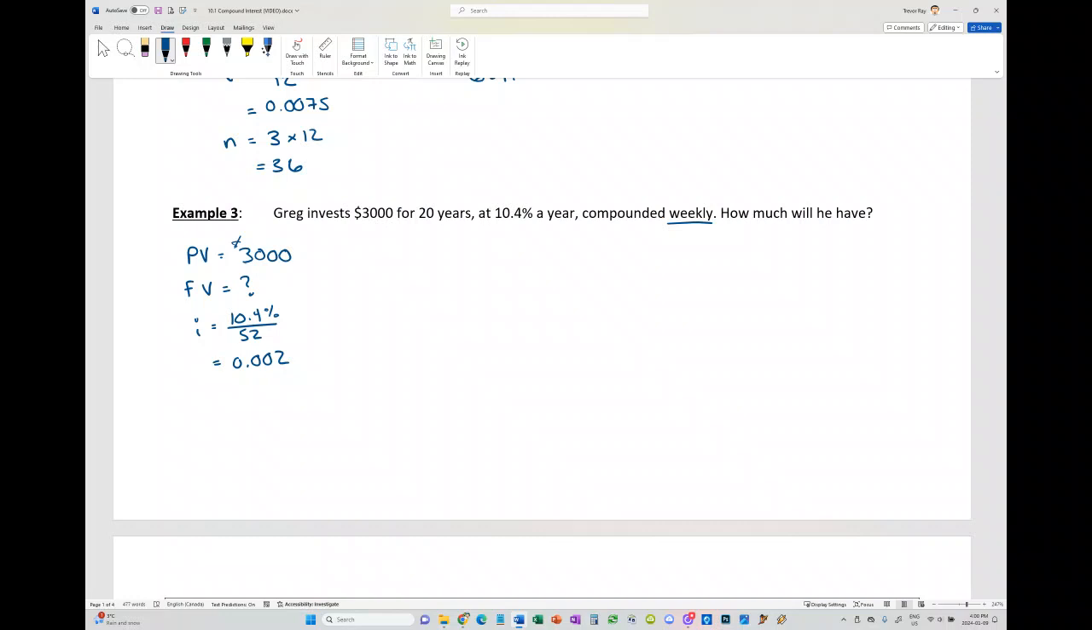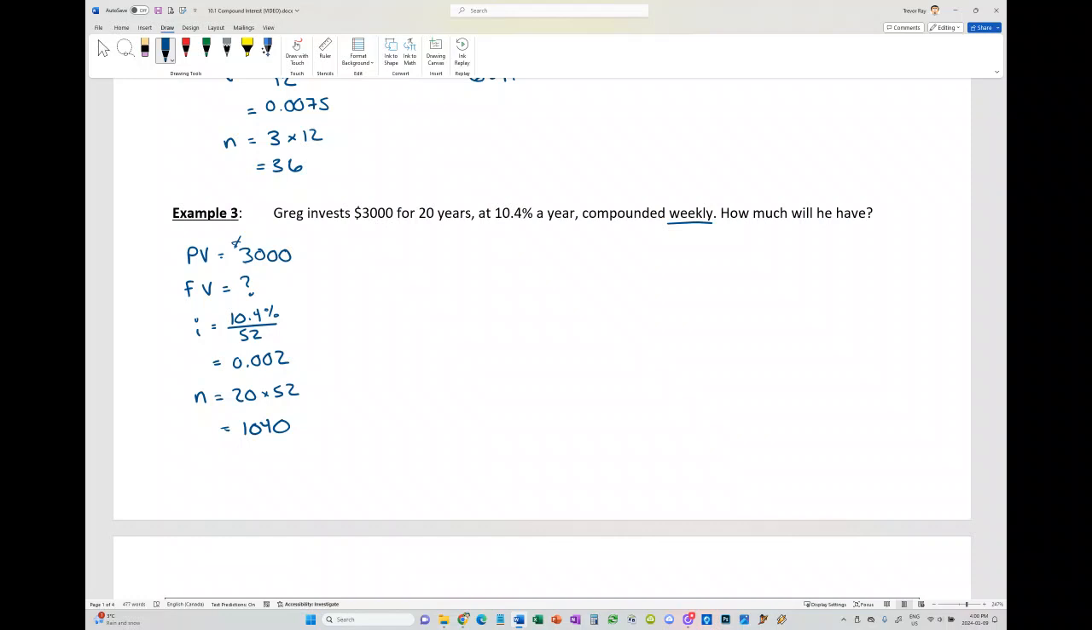Okay, and finally, n, the number of compound periods, is really just saying how many weeks are there in 20 years. So 20 years times 52 weeks per year gives us 1,040 weeks. So that's the number of times our compounding will occur.